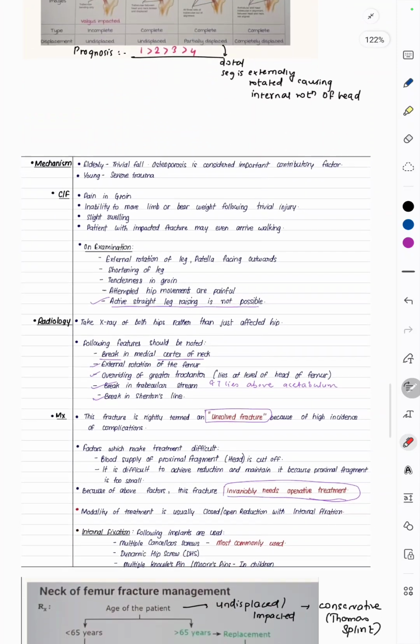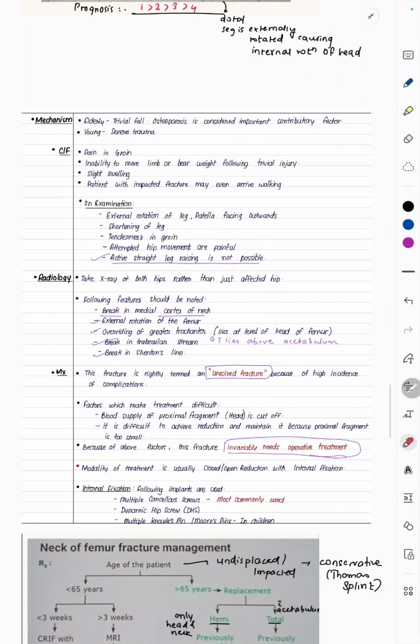Then talking about the mechanism. First, the neck of femur fracture. In the neck of femur fracture, as I said, the mechanism is a trivial fall. The patient can walk for a certain distance; that is still possible with a neck of femur fracture. The clinical features are pain, swelling, and inability to move, though a patient with an impacted fracture can walk. On examination, there is external rotation of the leg, shortening, and tenderness. Active straight leg raise test is not possible.